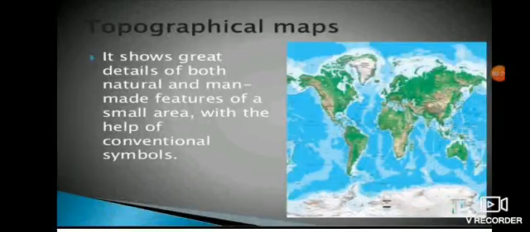Next is geographical maps. Geographical maps show great details of both natural and man-made features of a small area with the help of conventional symbols.